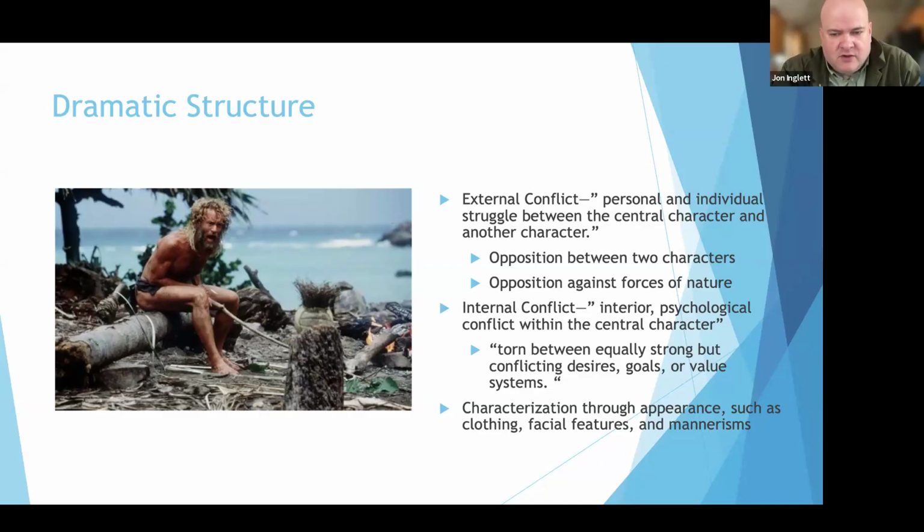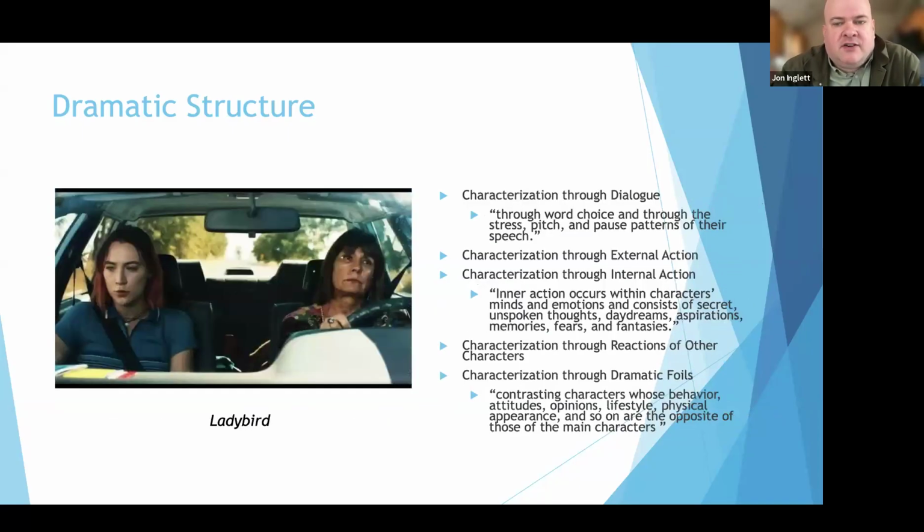We have also characterizations through appearance, such as clothing, facial features, and mannerisms, characterizations through dialogue, through word choice, and through the stress, pitch, and pause patterns of their speech, characterization through external action, characterization through internal action. Internal action occurs within characters' minds and emotions and consists of secret unspoken thoughts, daydreams, aspirations, memories, fears, and fantasies.